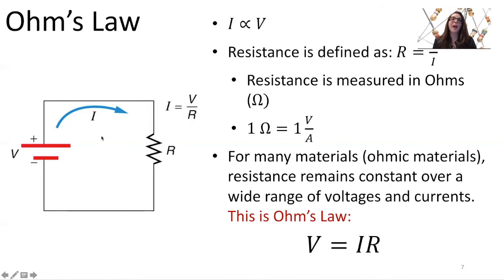So here we have a schematic of a circuit. We've got our battery here, or our power source, supplying us with a potential difference. Our current is running from the positive terminal to the negative terminal. It's moving through this resistor. And we can say that the current here is going to be equal to the potential difference, or the voltage from our power source, divided by the resistance of our resistor.